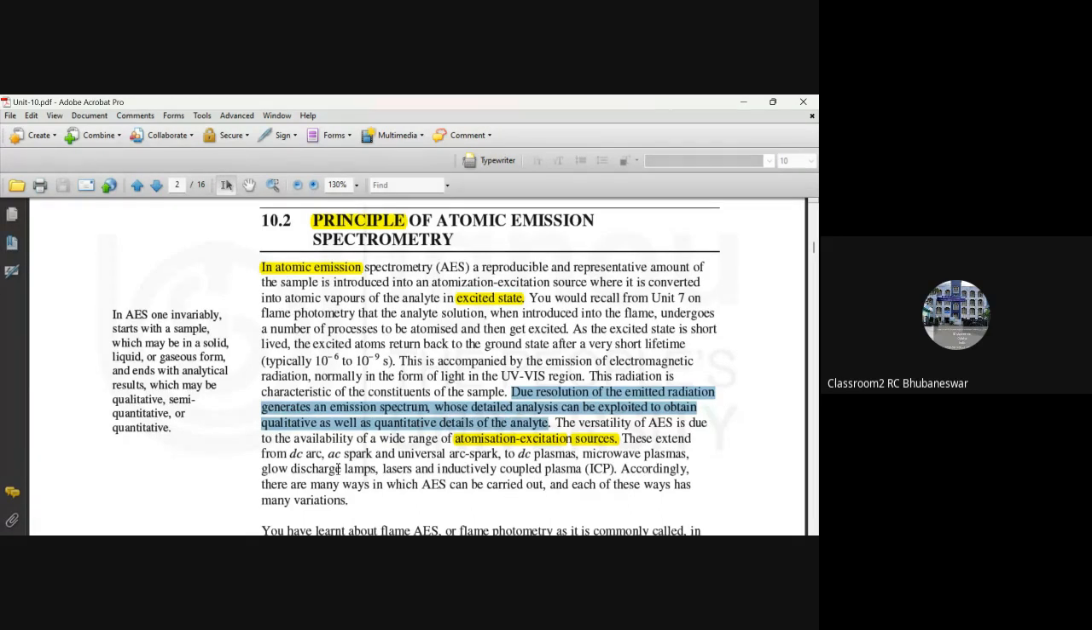Whatever emission spectrum you are getting, if you do a detailed analysis, you can get very important aspects of the qualitative as well as quantitative details. Here, the purpose of the class is just to show you the path and to make you understand this kind of spectroscopic methods. But when you do it practically, experimentally, you will be facing many problems.